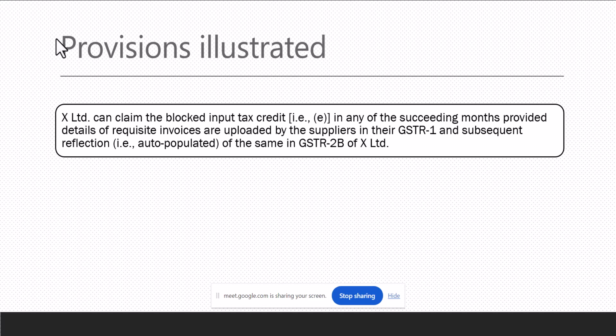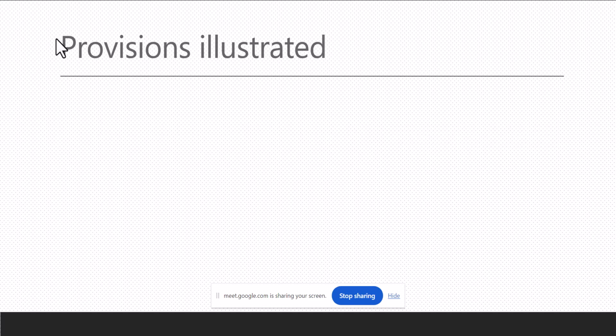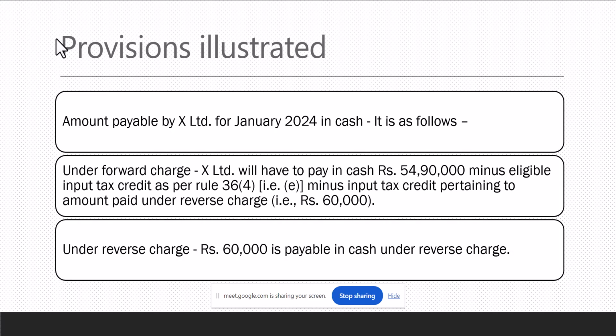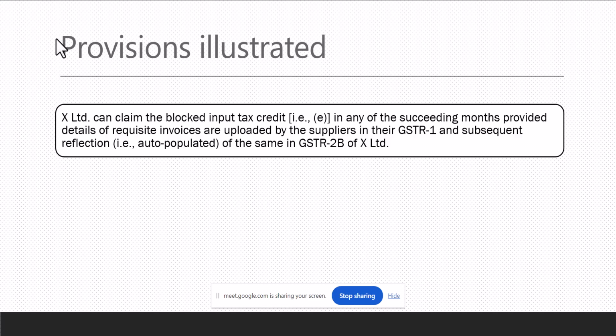X Limited can claim the blocked input tax credit that is E. ये E नहीं होगा सर, ये D होगा. पहले क्या लिया था हमने? E लिया था ना, इसको तो E कर दिया. अच्छा ठीक है, ये तो D होना चाहिए. चलो पढ़ो, कोई बात नहीं. In any of the succeeding months provided details of requisite invoices are uploaded by the suppliers in their GSTR1 and subsequent reflection that is auto-populated of the same in GSTR2B of X Limited.